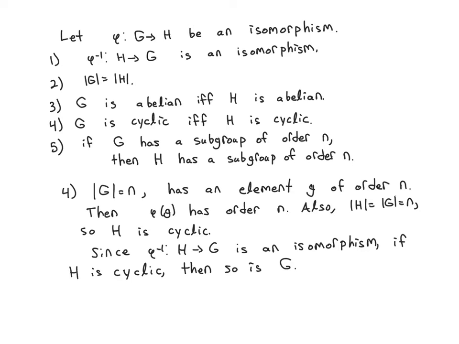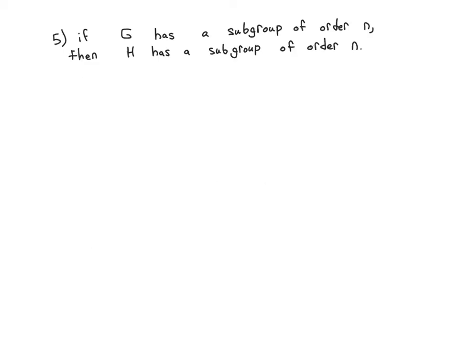In particular, if one of your groups is cyclic and the other is not, then there's no way they can be isomorphic. Just like if one of your groups is abelian and the other is not, there's no way they can be isomorphic. So the last claim: if G has a subgroup of order n, then H has a subgroup of order n. Let me actually just state it the way it ought to be stated.